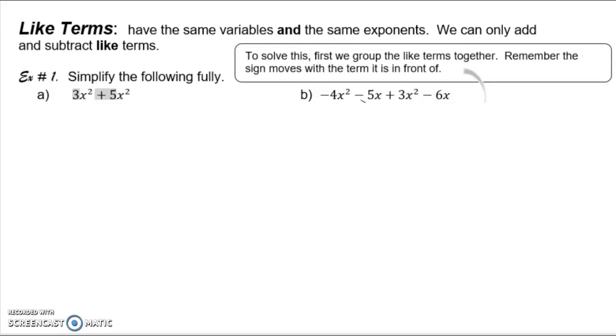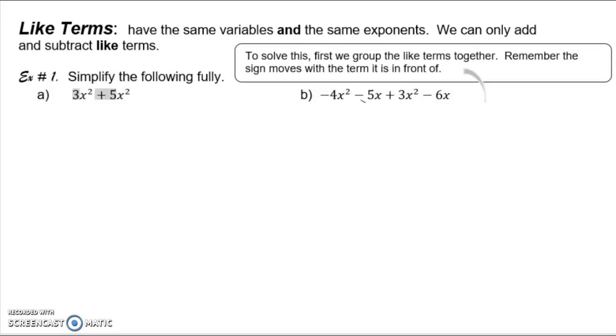So we're looking at like terms. They have the same variables and the same exponents. We can only add and subtract like terms. So for example, if I had a bunch of apples and oranges, say I had two groups, I can't say I have 11 apple oranges together. I have to say I have this many apples and this many oranges, okay? So the same thing goes with x's, x squareds, x cubes. So we're going to go over this together.